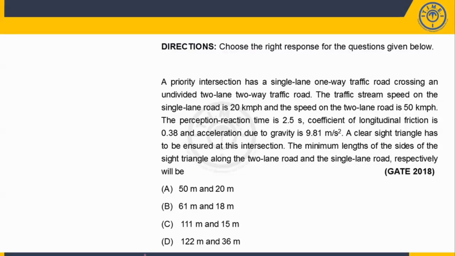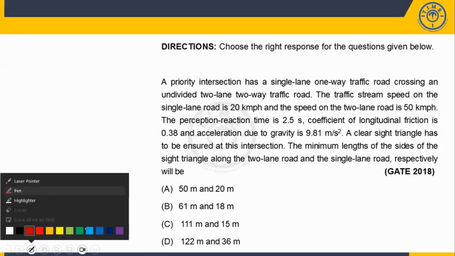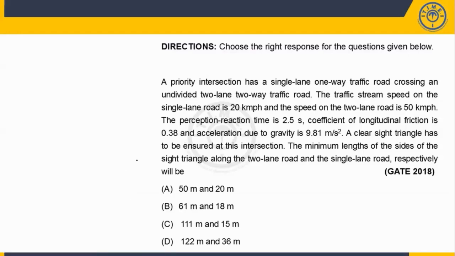Listen. What is the question stating? There is a priority intersection has a single lane one-way traffic crossing an undivided two-lane two-way traffic road. So in general, there is an intersection. Yes or no? There is an intersection.